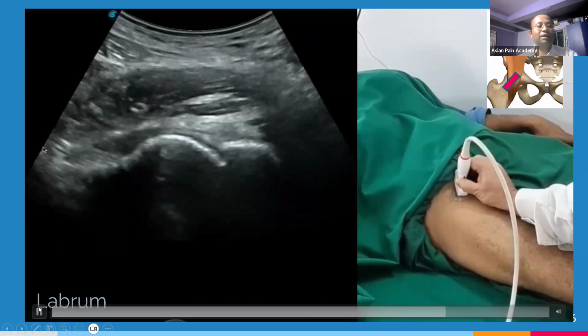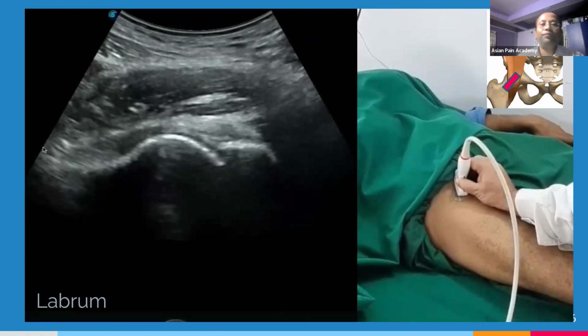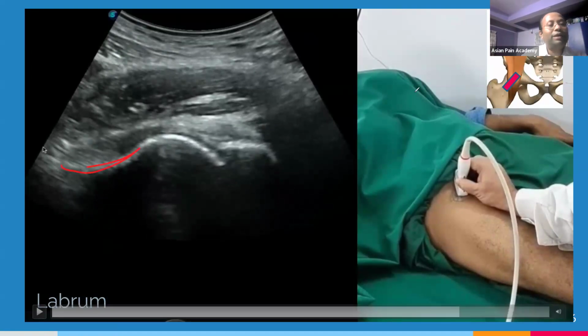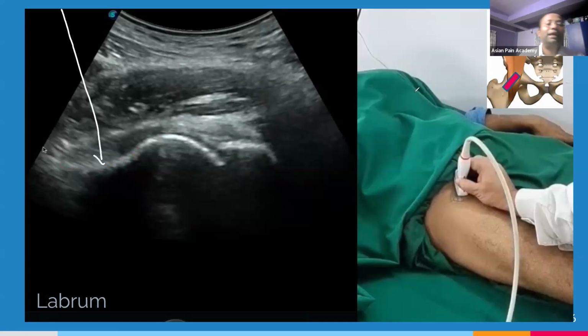So at present, if I hold the probe like this, you can see in this picture, this is the neck area, and this is covered by capsule. This is the capsule of the joint. Okay, this is the capsule of the joint. So if I inject from here to here, then this is the recess of the joint. From here, the fluid will flow inside the joint. Okay.